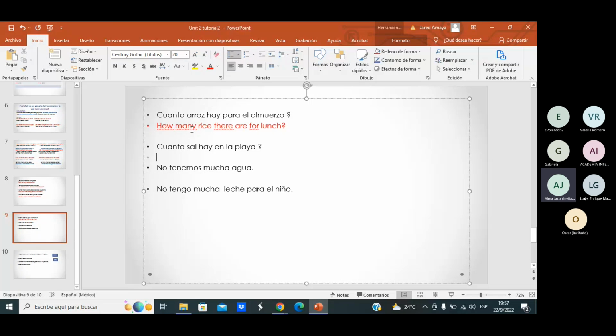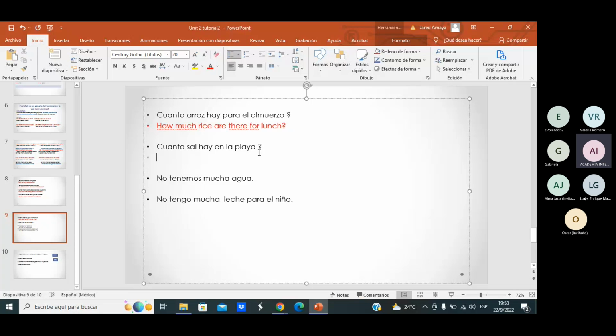Because how much is for uncountable nouns. And what is the uncountable noun here in this sentence? Rice. Okay. For that reason, we must use much. How much rice? We can say, how much rice is there for lunch, and that's correct. Rice is an uncountable noun. Okay, somebody else, a volunteer.